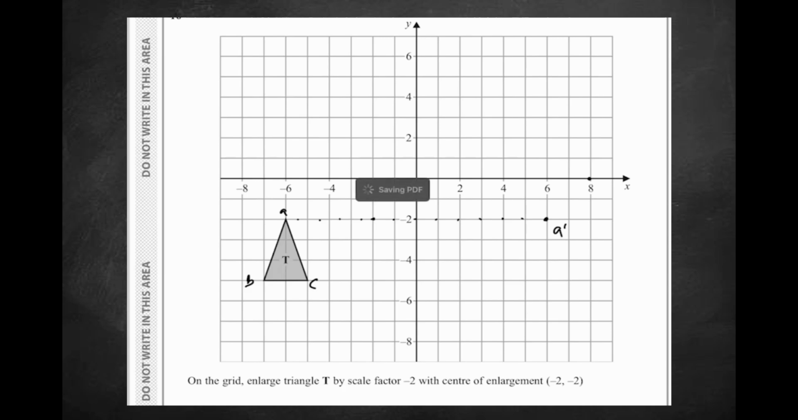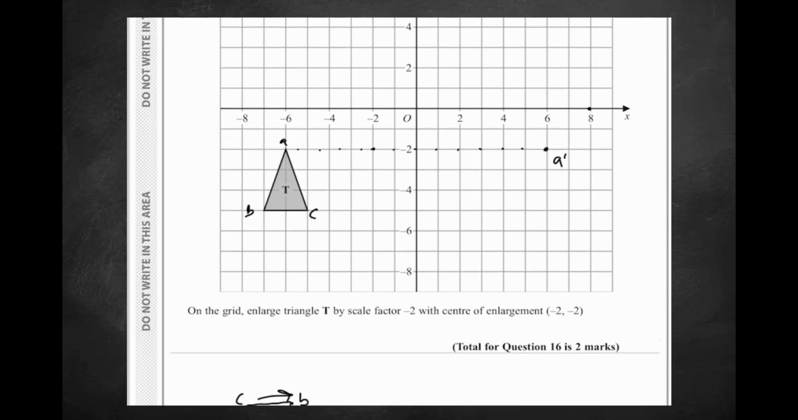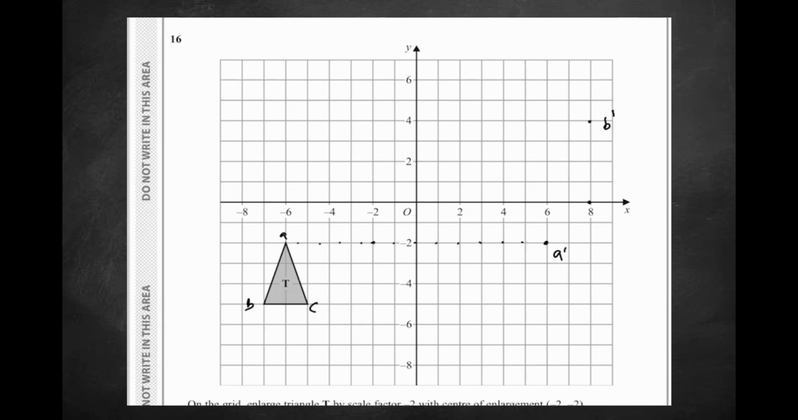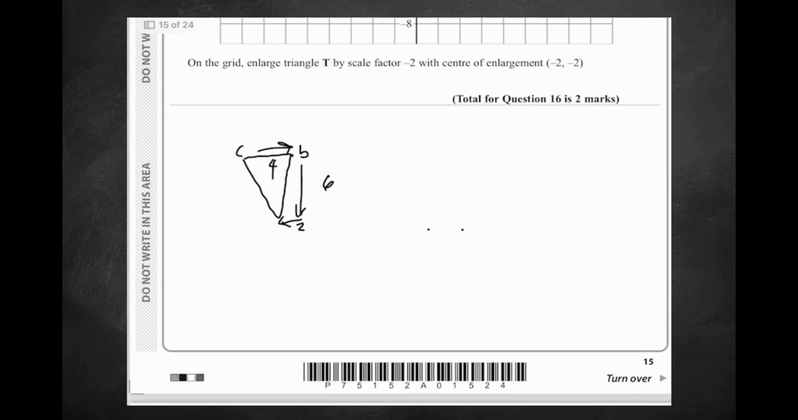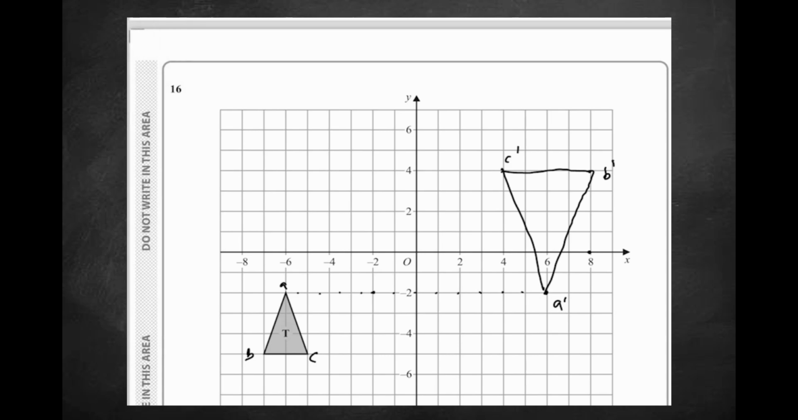And like I said, we're going to need to go from A dash 2 to the right and 6 up to get to B. So 2 to the right and 1, 2, 3, 4, 5, 6 up to get to B dash. And then point C is going to be 4 to the left. 1, 2, 3, 4 to the left, C dash. And this is our new triangle. You'll be using a ruler to draw this in the exam. And we should have points 4, 4, 8, 4, and 6 minus 2.